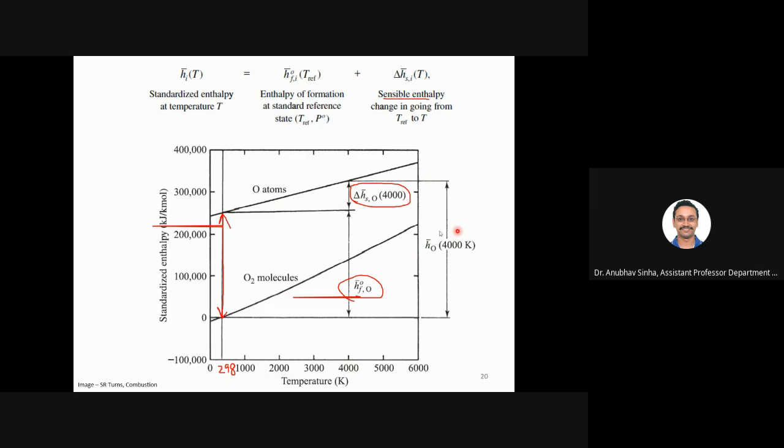Is this clear? Yes, sir. Everyone? Yes, sir. Okay, I will just repeat once. So this is the total energy required to create oxygen atom at 4000 K, which is composed of two parts. One part is energy required to create oxygen atom at 298 K plus energy required to heat it. So it will follow this path.